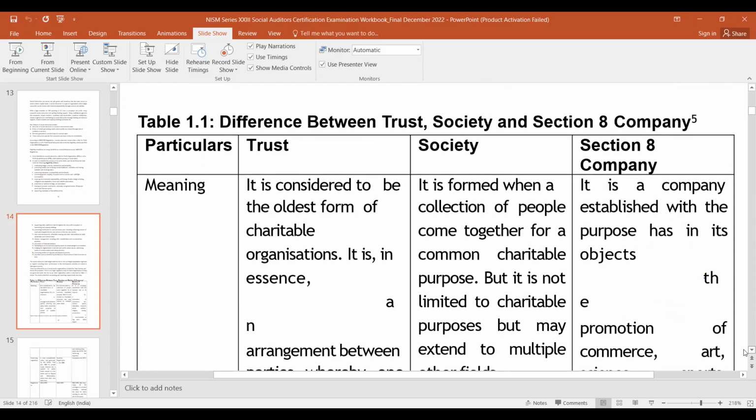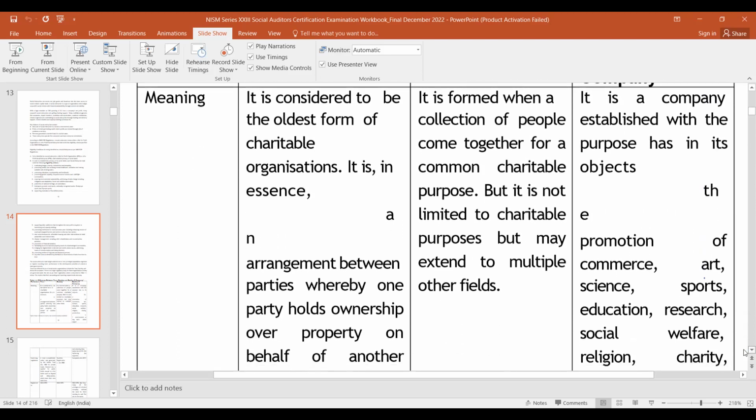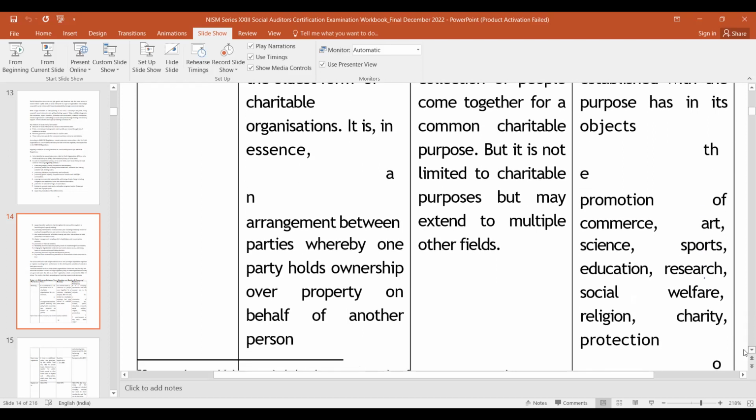Trust. Trust is the oldest form because it is governed basically by the Indian Trust Act 1882. It is in a sense an arrangement between parties whereby one party holds ownership over property on behalf of another person. Now, let us understand this trust by way of an example. Now, there is a government officer. His son was unfortunately killed in an accident. Now, because he has got no children, he intends to set up a trust for the benefit of accident victims, motor accident victims.